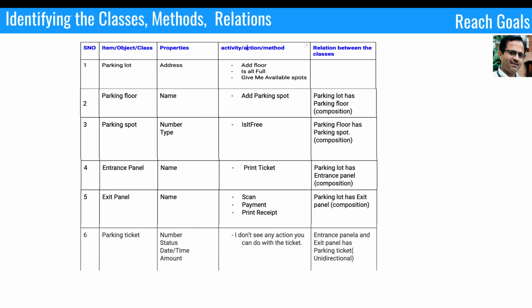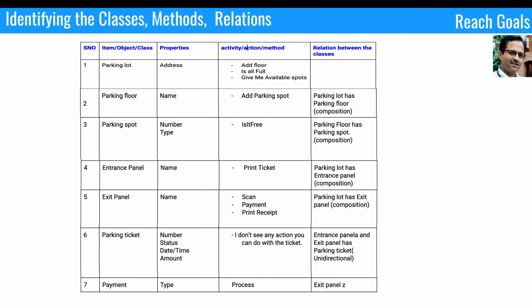The next interesting class is a parking ticket. The properties are the number, the status, the date and time, as well as the amount which you are going to pay. There is no activity which can be done in the parking ticket, so you can mark it as empty. The relation between the classes is entrance panel and the exit panel to a parking ticket, and it is unidirectional. The other interesting class is a payment, and it has a property as a type. The activity or action which can be done inside is process, and this payment class has a relation with the class exit panel.